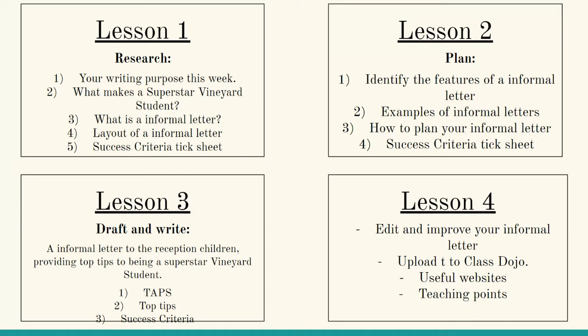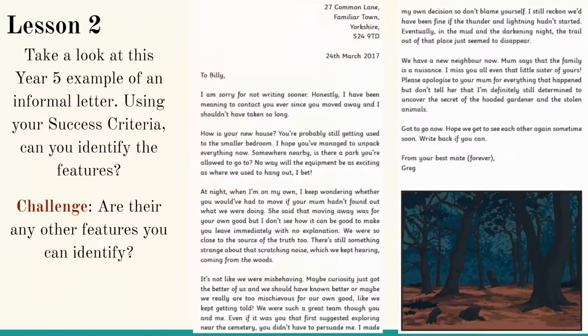So for those of you who might need a little bit of help, you can use the Year 5, 6 slides. Those of you who are looking to challenge yourself, which should be most of you, near all of you, I'd say 99.82% of you should be using the sort of Year 6, 7 ones that are on the second set of example slides. As well as that, we're going to be looking at how to plan your informal letter and also going over again, as always, the success criteria tick sheet. So let me get to lesson 2.